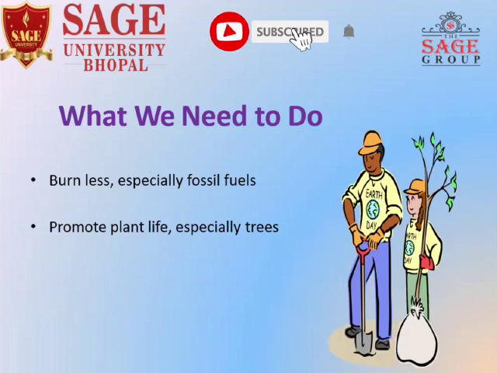What do we need to do? Burn less, especially fossil fuels. Burn less, but what kind of burning? Especially fossil fuels, and promote plant life, especially trees. If you plant more and more trees, then you make a healthy environment.